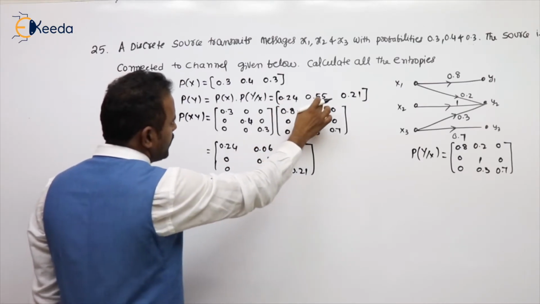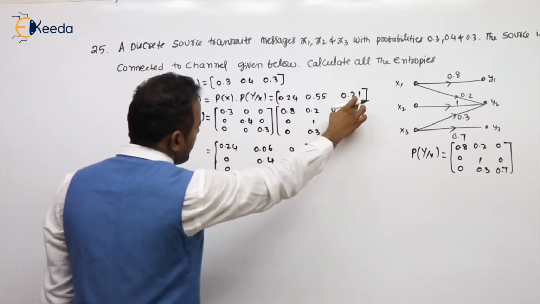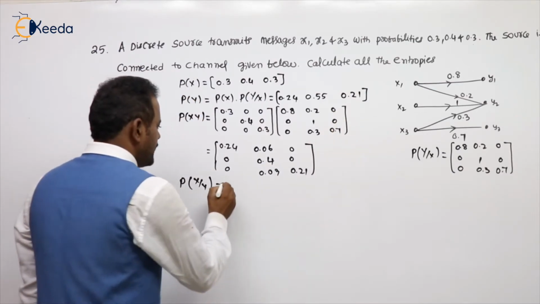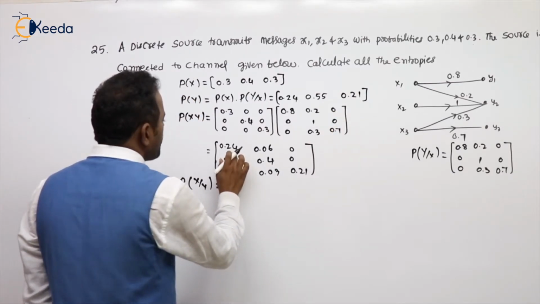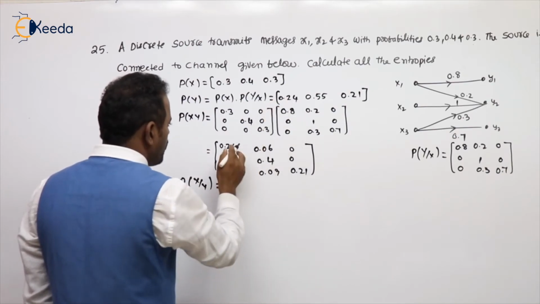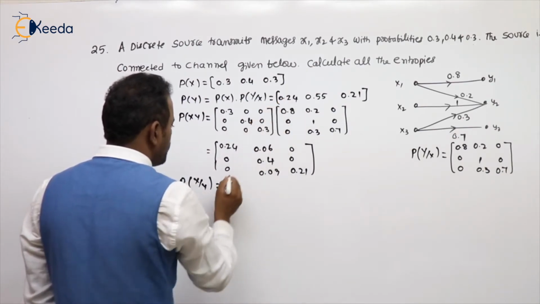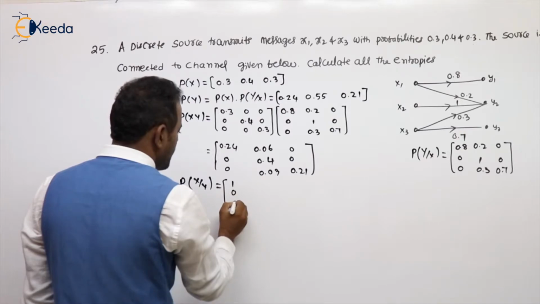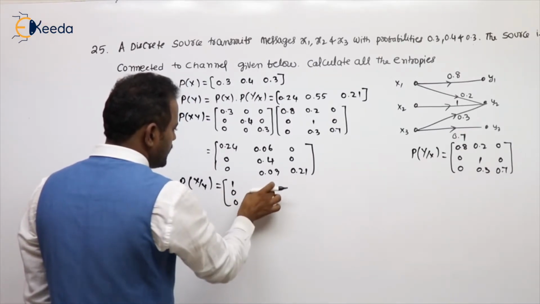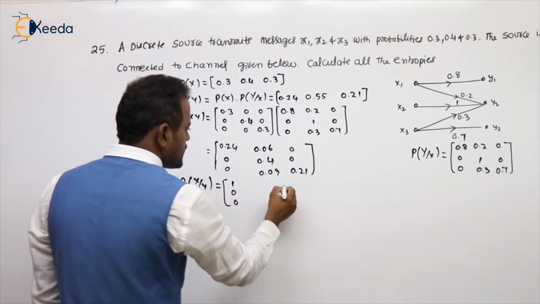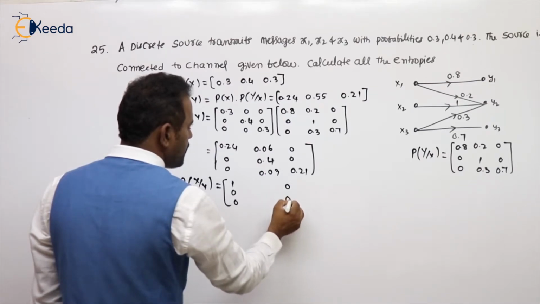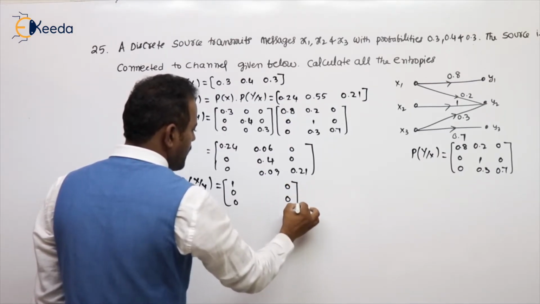This is divided by y2, this is divided by y3, and you will get the answers. Then divide this one by y1. If you divide 0.24 by 0.24, you get 1, and 0 divided by anything will be 0. This column I will write: this is obviously 0, 0, and 0.1 divided by 0.1 is 1.